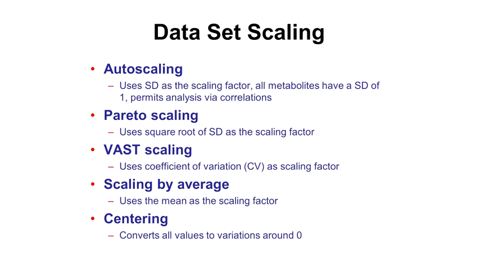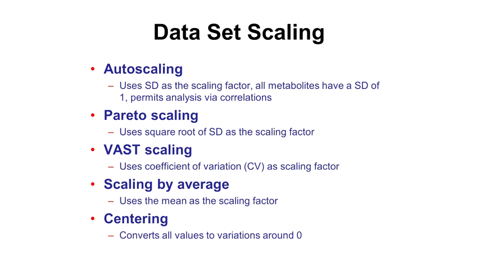So in terms of data set scaling, there are at least 4 or 5 different options: auto-scaling, Pareto scaling, vast scaling, scaling by average, or centering. The correction factor that we use in auto-scaling is the standard deviation. That way we ensure that all of the peaks or features, or if we have metabolites, all have a standard deviation of 1.